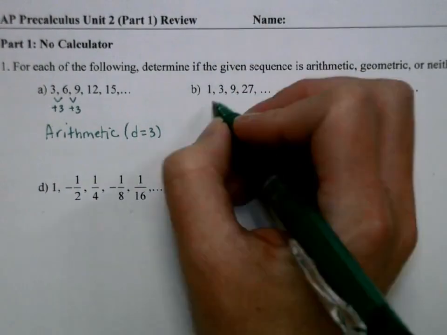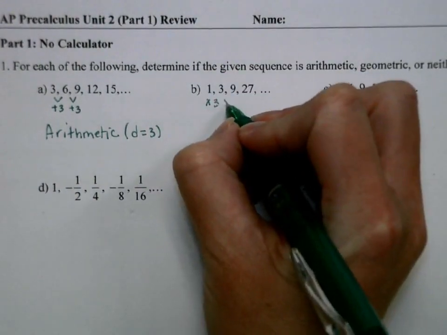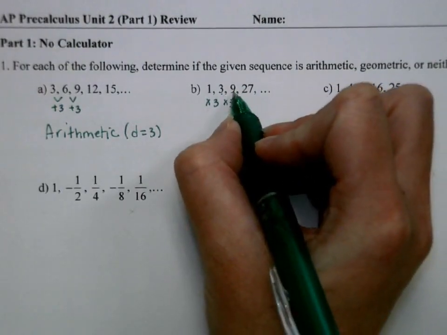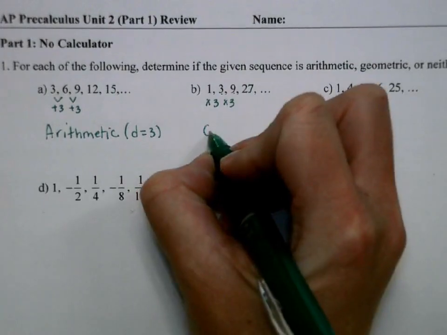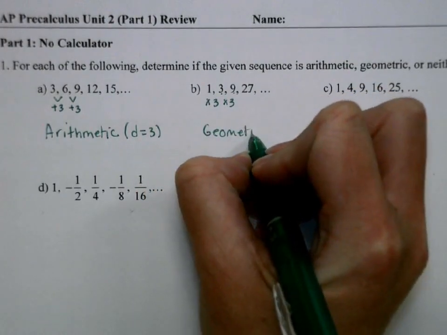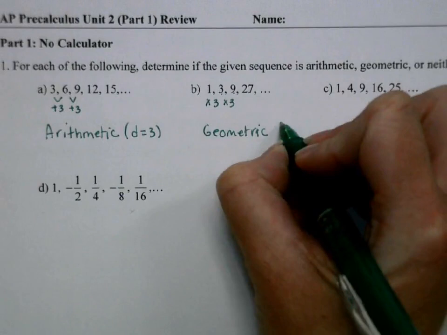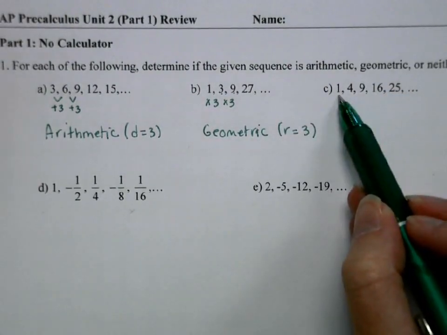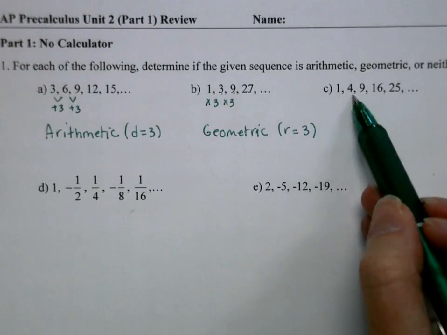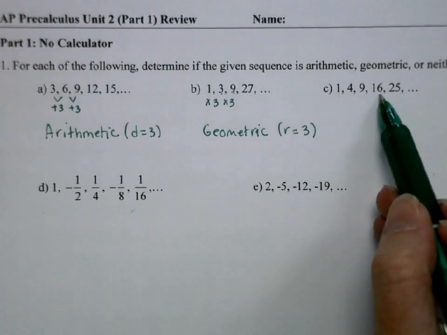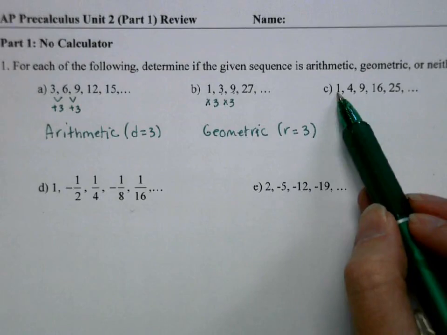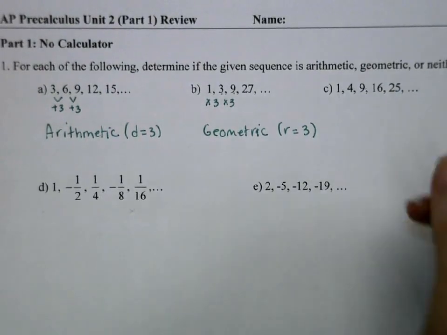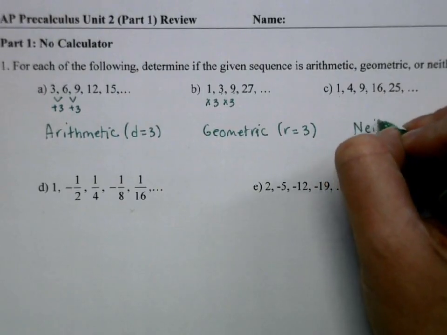Here we can plainly see, instead of adding 3, we are multiplying by 3. So 1 times 3 is 3, 3 times 3 is 9, 9 times 3 is 27. So this is geometric, and that common ratio is 3. Here, if I'm adding, we'd add 3, add 5, add 7, so it's not arithmetic. And then I'm multiplying by 4, but if I multiply that by 4, I'd get 16, not 9. So this one is neither.